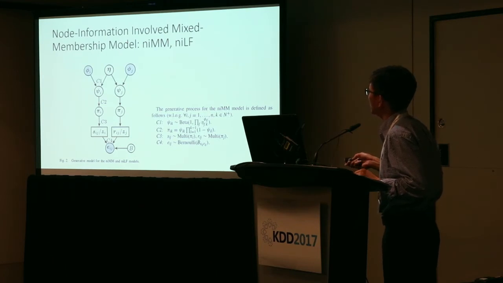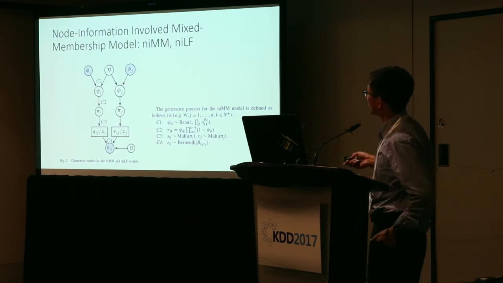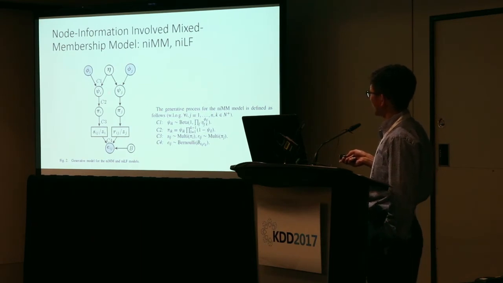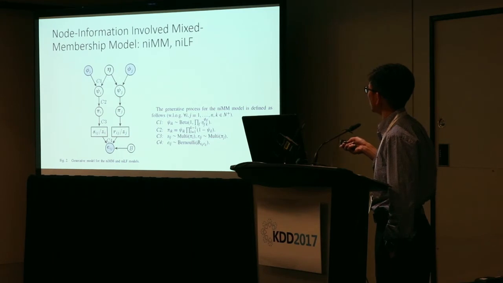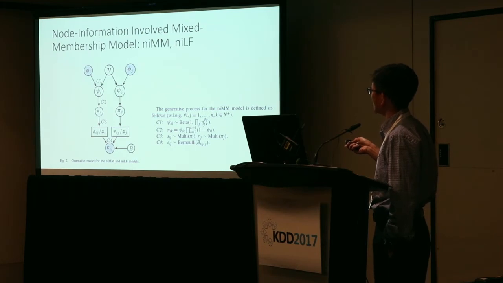And then the third thing is that when we change this stick breaking construction process and generate the new weight for the membership indicators, pi i and pi j, we get a new weight to help adjust that. So this has been changed, and the rest will be the same. Then we incorporate this new mechanism into the MMSB and also the LFRM, the latent feature relational model. And then we generate a node information based mixed membership model and a node information based latent feature model.